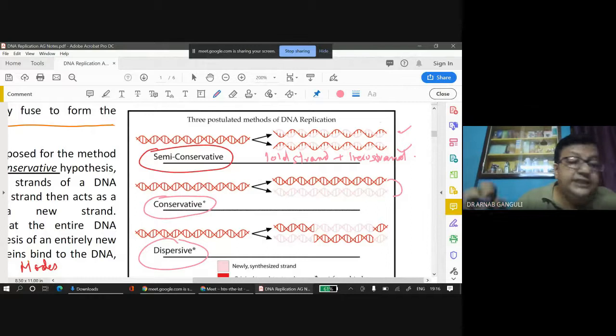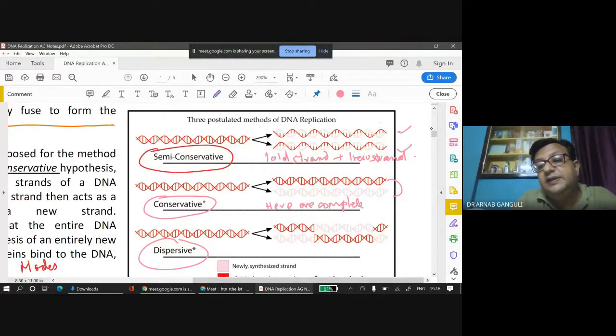Here, both the strands are new. Here, one complete helix is new. DNA helix is new.